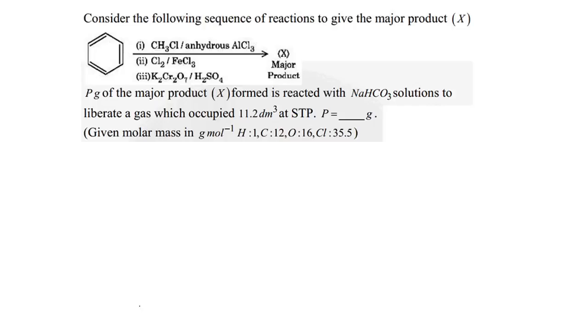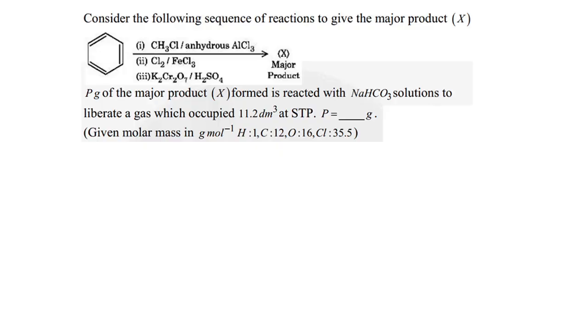Hi, today's question is: consider the following sequence of reactions to give the major product X. Benzene is reacted first with CH3Cl, anhydrous AlCl3, then Cl2 with FeCl3, and third K2Cr2O7, H2SO4. P gram of the major product formed is reacted with NaHCO3 solution to liberate a gas which occupies 11.2 dm³ at STP. P is equal to how many grams?